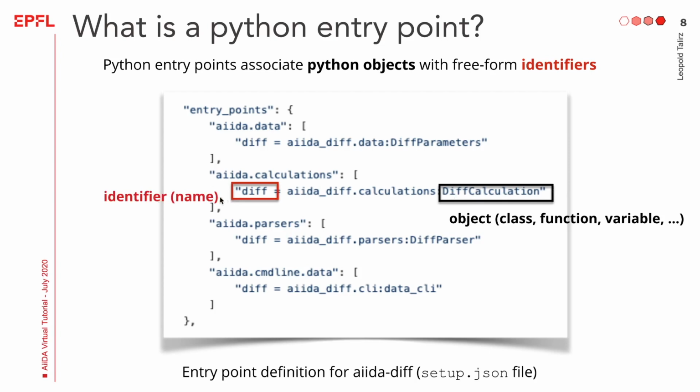You need an identifier, so a string in this case diff, that points to the path of this object inside the aida-diff package. And you need to place this identifier inside a group, inside an entry point group, in this case aida.calculations. These groups are defined by aida-core, and when aida-core starts, it will go through all of the entry points provided in the aida.calculations group in order to know which calculation types have been provided by plugins.